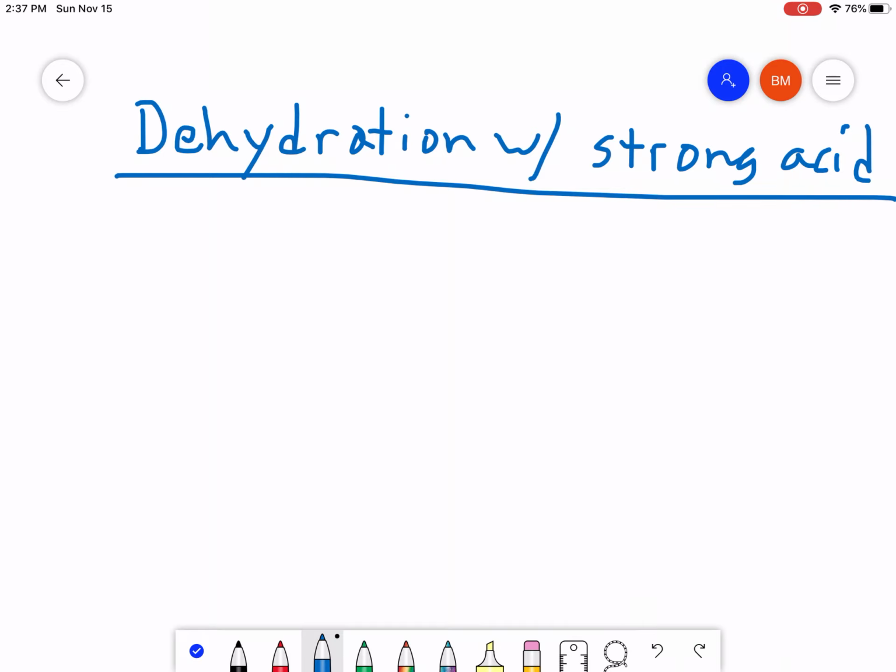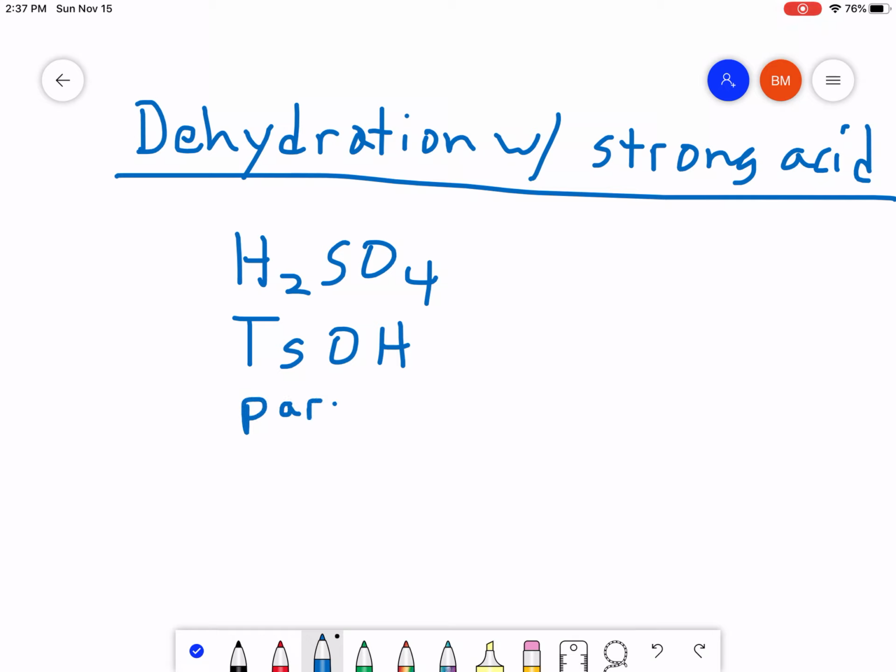And these are going to be specific strong acids. There's a few different ones that you can use. There's going to be two in particular that we're going to be focusing on with these reactions. One of them you're probably very well familiar with. H2SO4, right? You guys know that's sulfuric acid. So you can use that acid, or you can use one called TsOH. This is short for para-toluenesulfonic acid.